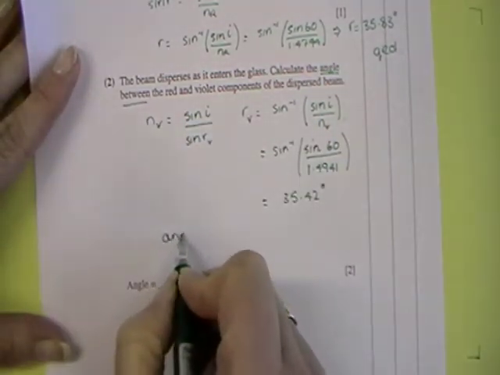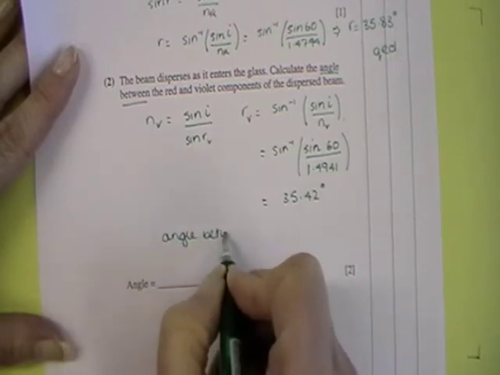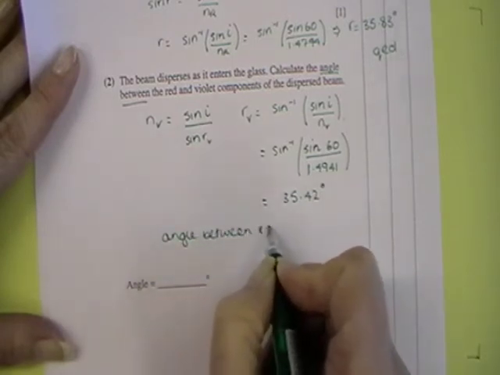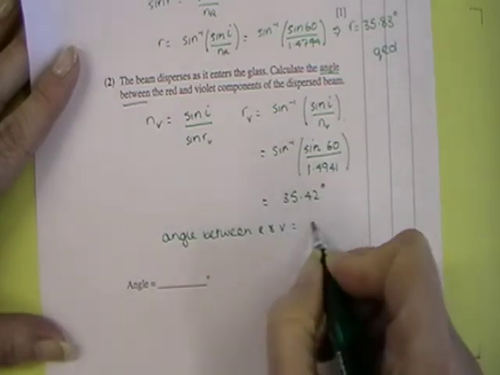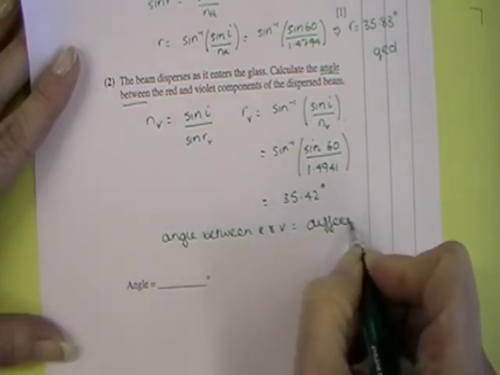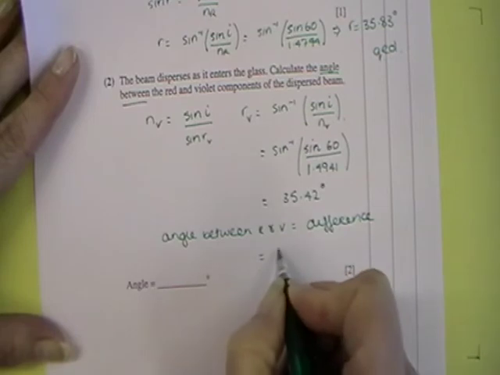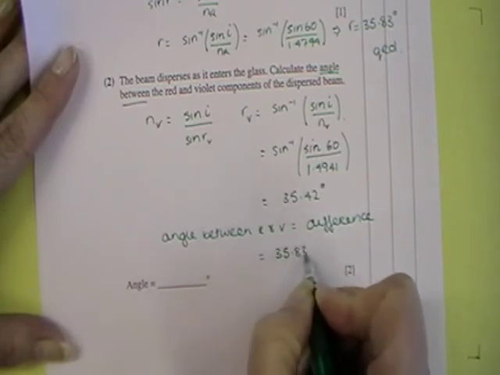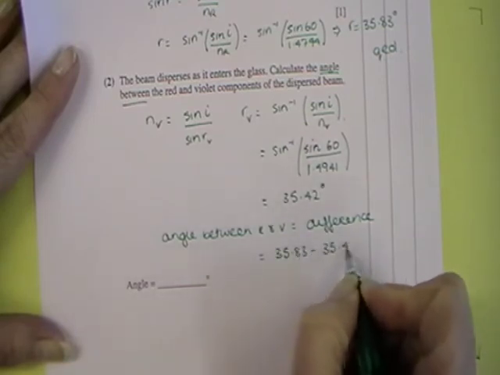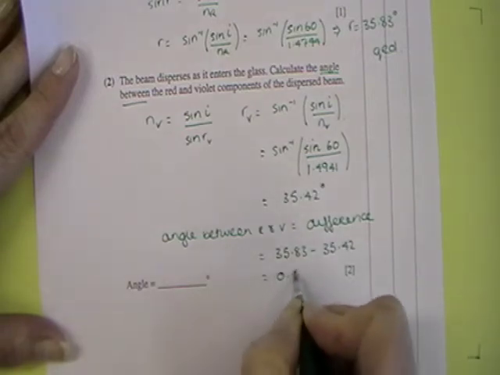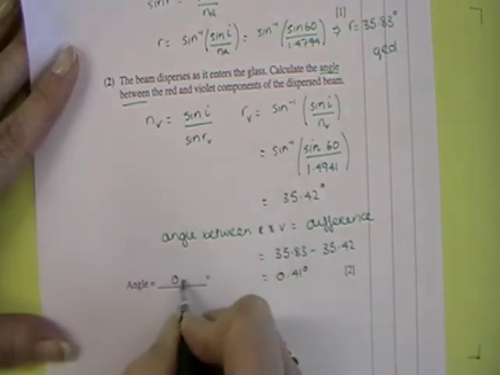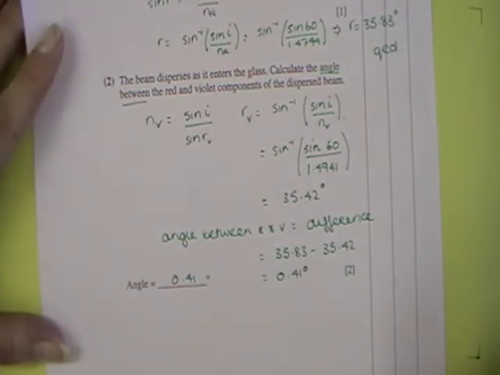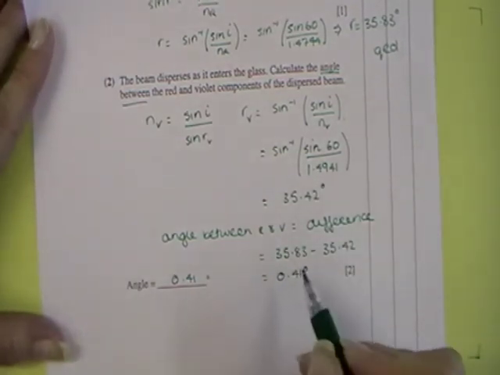So we want to find the angle between them. So the angle between the two colours, the red and the violet, is the difference between the two angles, which is 35.83 minus the 35.42, which is 0.41 degrees. And if you think back to the experiments that you've done in dispersion, that kind of angle sounds about right.